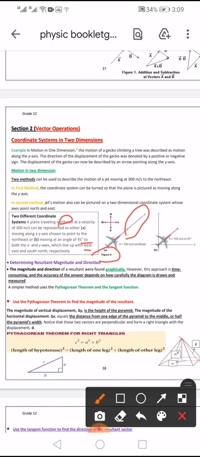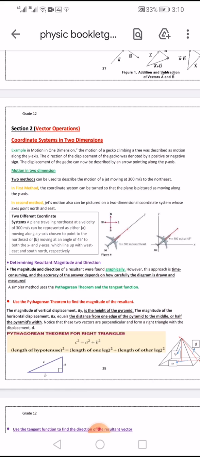Determining the resultant magnitude and direction. The magnitude and the direction of the resultant were found graphically, like when the plane moved north then to the west, so the resultant from A to B will be A plus B. This is the graphical method. This method is not accurate.